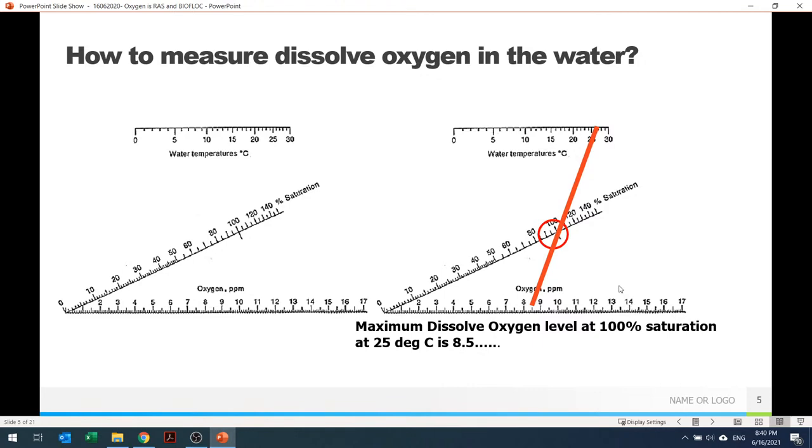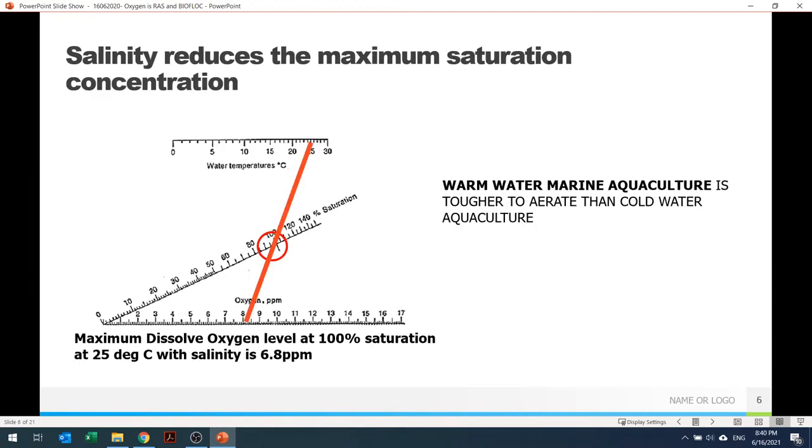So this is really important. It's almost impossible to exceed 100% saturation just by using aeration alone. By aeration I mean you're using the air at the surface and not enriching the air with pure oxygen. Okay, so this is a really important concept to understand.